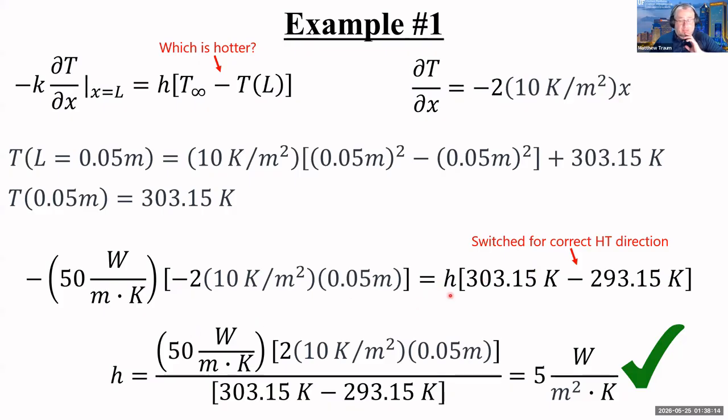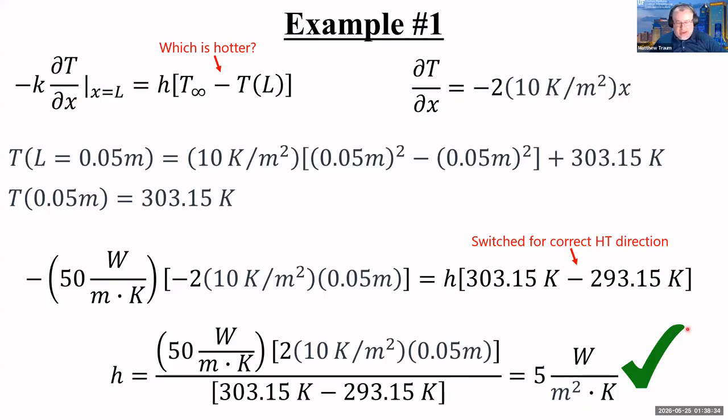Okay, so now I'm just solving for h, right? So I just move all this to the other side by division. There it is. I'm dividing, and lo and behold, I get 5 watts per meter squared Kelvin, and that agrees with the solutions of the book. So green check mark.